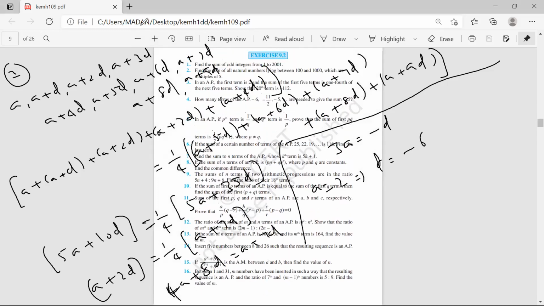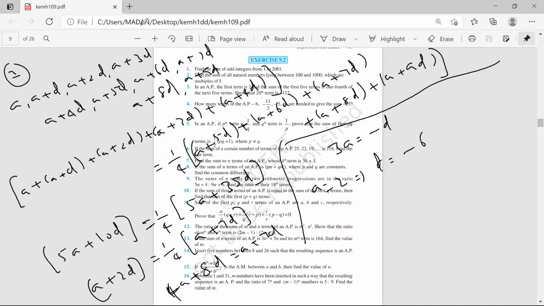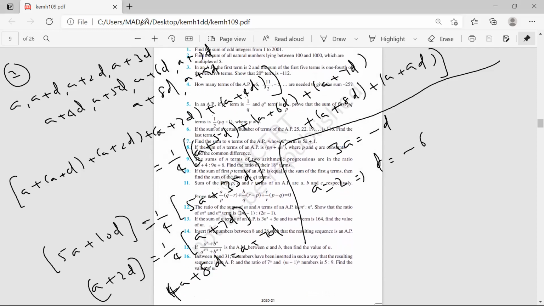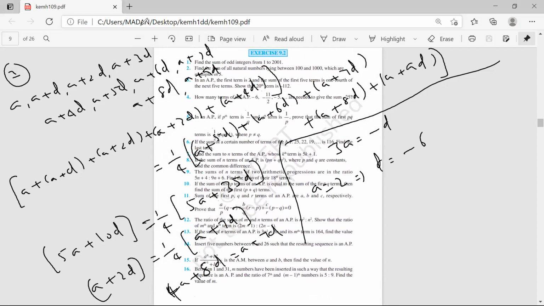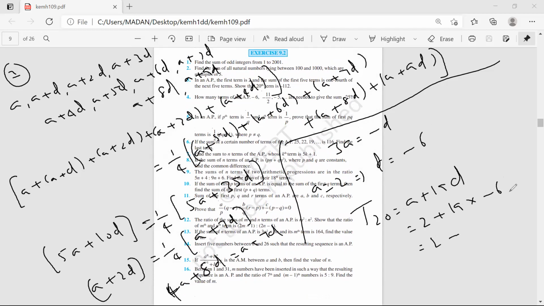What is the question asking? Show that the 20th term is minus 112. T20 is A plus 19D. A is 2, plus 19 into minus 6. 6 9 is 54.